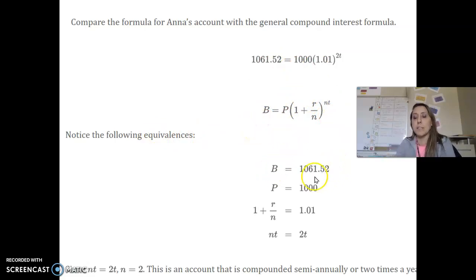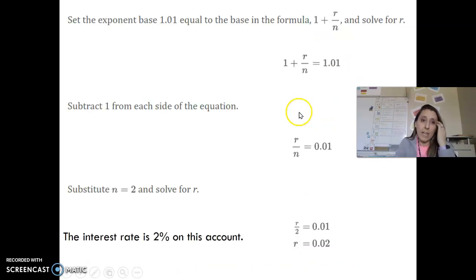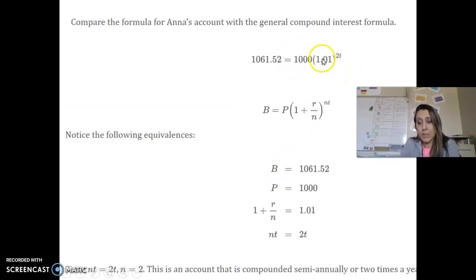So we know that our ending balance is the 1,061.52. We know our principal is 1,000 because that's where it would be. Then our parentheses, the 1 plus the R over N, is this 1.01. So that's already computed. We're going to have to take it apart, but it's already computed for us. And then we have NT is equal to 2T, and that will give us our N when we need it. So then we end up with figuring this out. So we're going to set this equal to 1.01 because that comes from right here. That's what that equals. So we are just working on this right here.